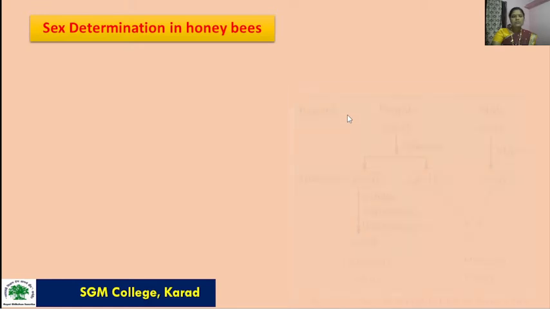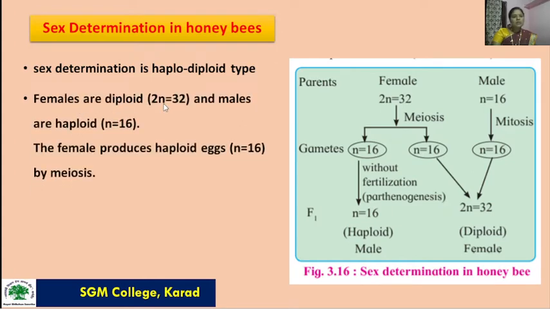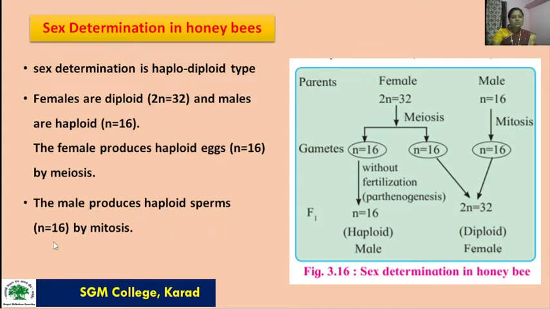So in honey bees, sex determination is of the haplodiploid type. Females are diploid, 2n equal to 32, and males are haploid, n equal to 16. The female produces haploid eggs, n equal to 16, by meiosis. The male produces haploid sperms, n equal to 16, by mitosis.